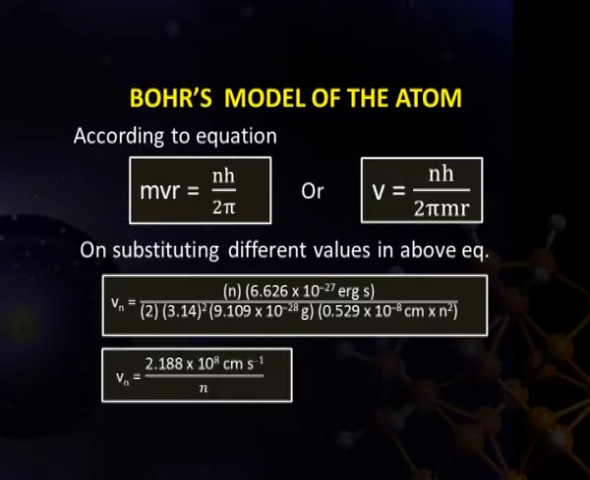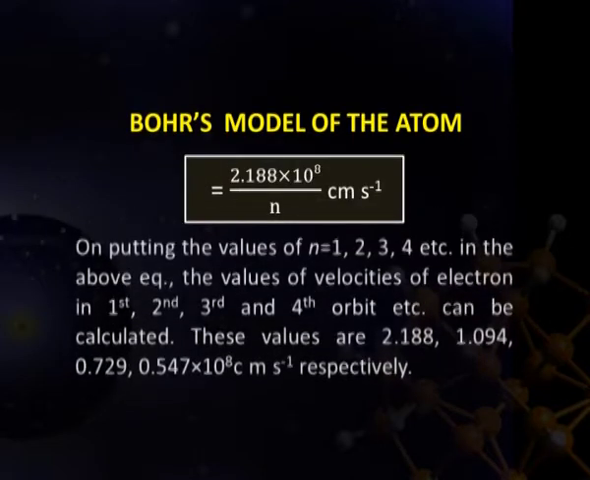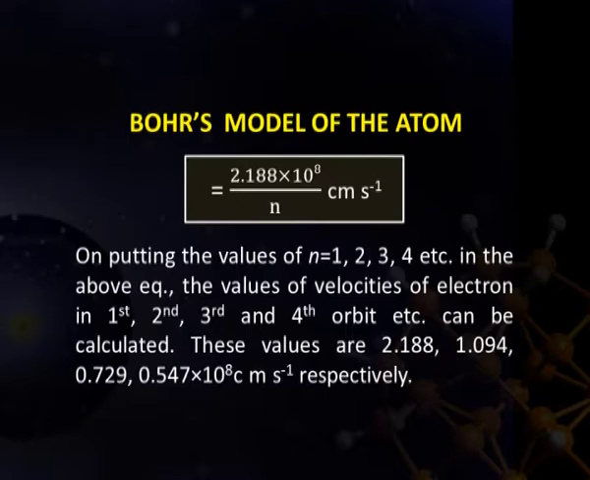Finally, we can get 2.188 into 10 raised to the power 8 centimeter per second upon n. On putting the values of n 1, 2, 3 and 4 etc. in the above equation, the value of velocity of electron in first, second, third and fourth orbit can be calculated. These values are 2.188, 1.094, 0.729, 0.547 into 10 raised to the power 8 centimeter per second respectively.